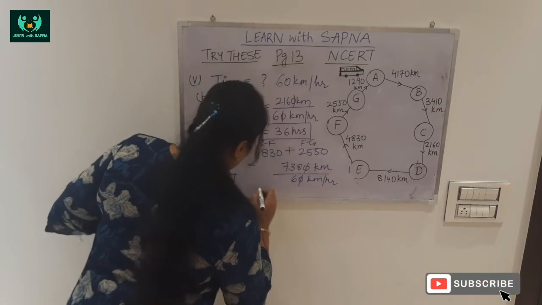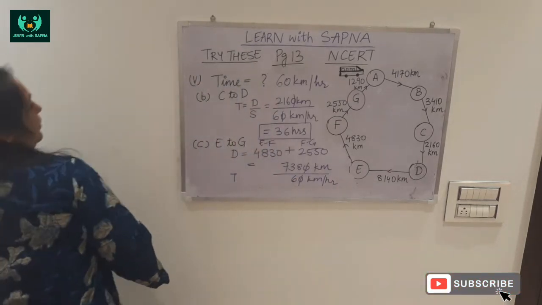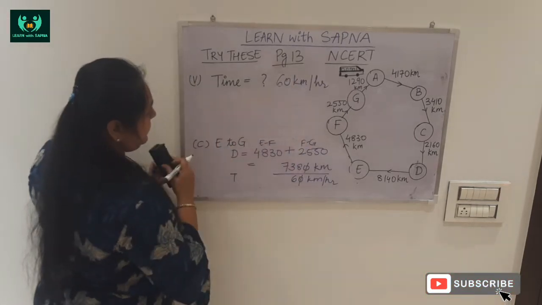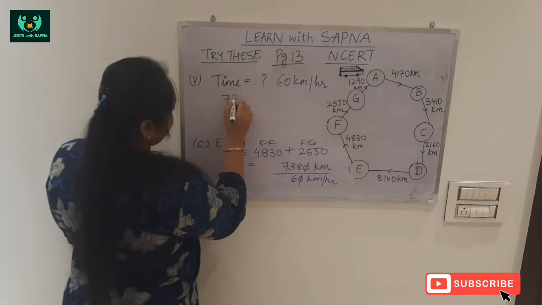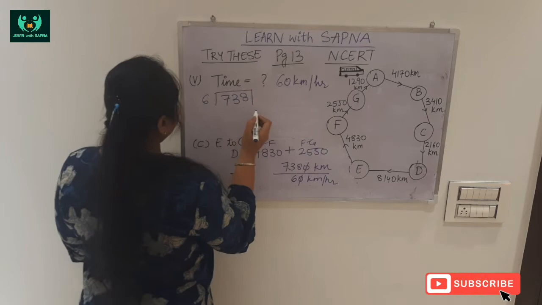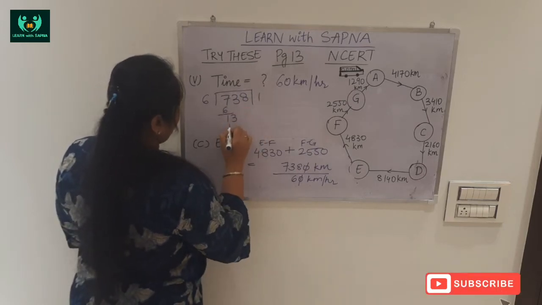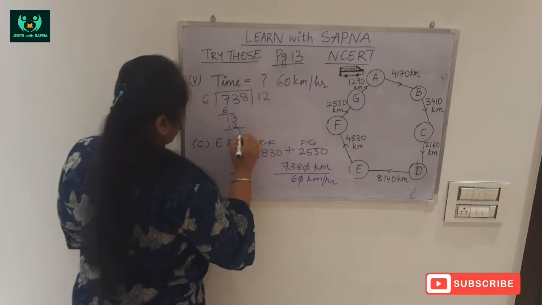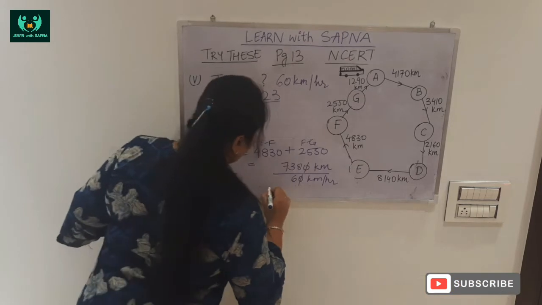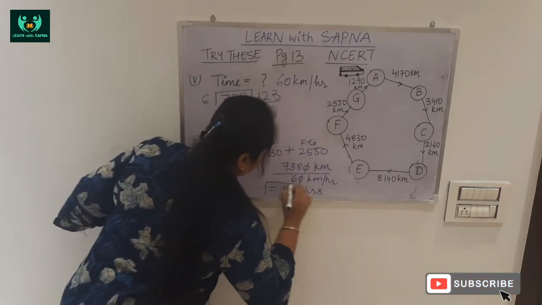0 goes with 0. Let's see if this divides completely. 738 divided by 6. 123. So 123 hours is the answer.